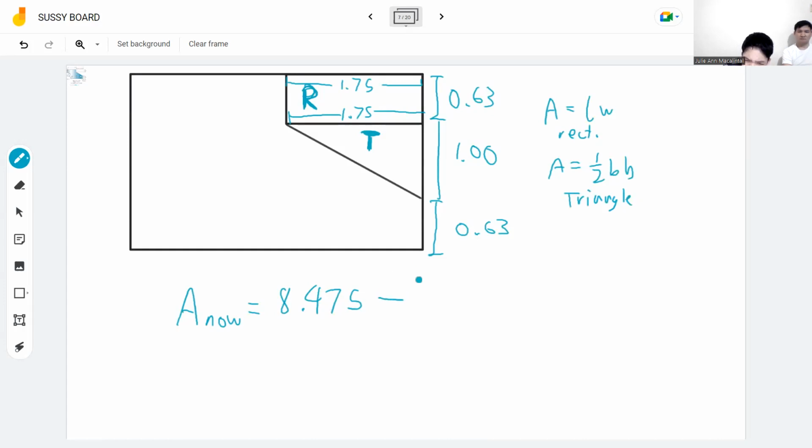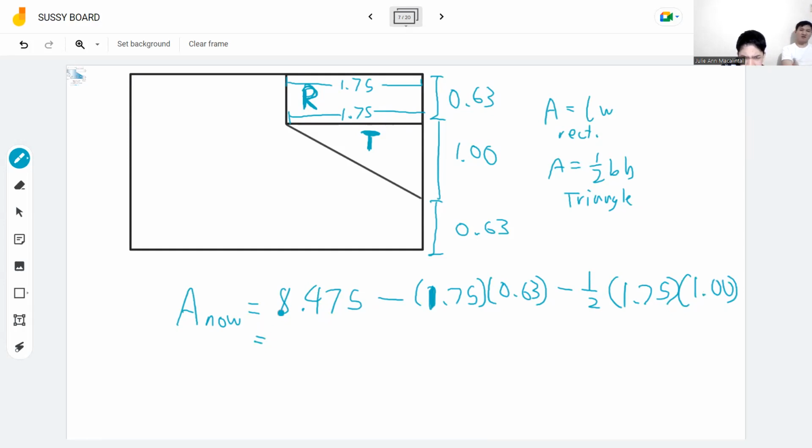So minus the length times this, which is supposed to be 1.63, minus 1/2 times 1.75. So in short, the new area is the earlier original rectangle minus the rectangle and triangle. Yes, minus the areas of the rectangle and the triangle.